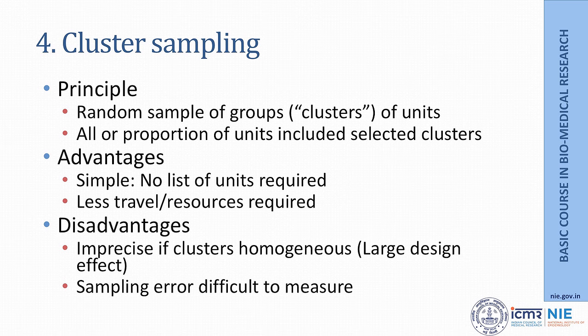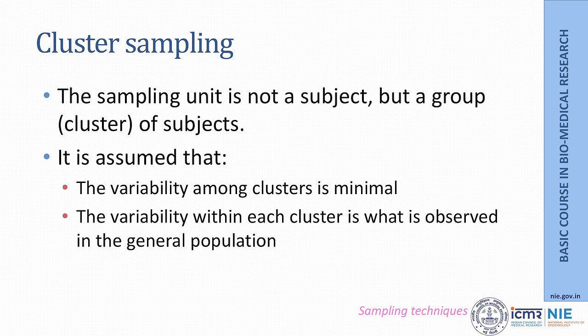And the disadvantage is that if the clusters are homogeneous, it may result in a large design effect. All the people in the sample may have very homogeneous results, which could result in a design effect, and sampling error is difficult to measure in cluster sampling. The sampling unit is not a subject, but a group or a cluster of subjects. The assumption here is that variability among the clusters is minimal. The variability within each cluster is what is observed in the general population.